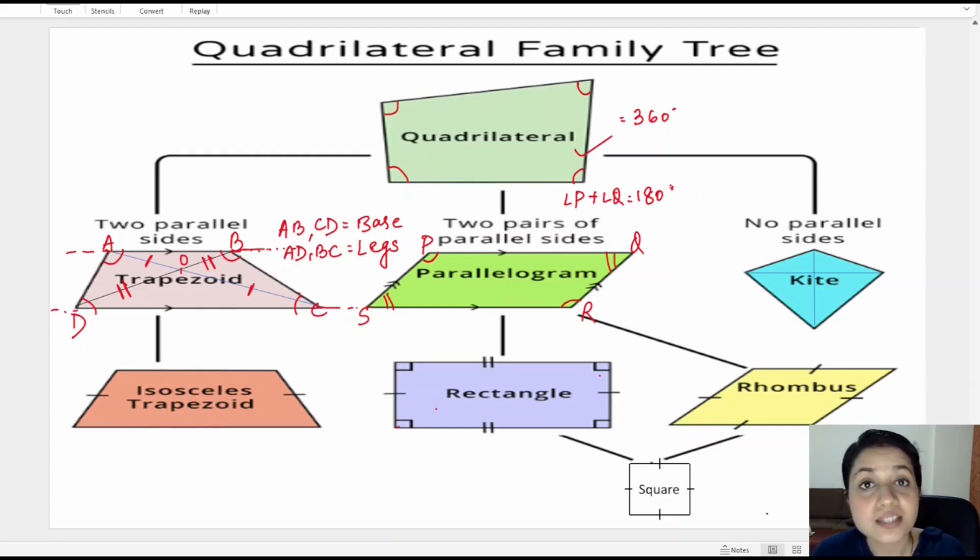Now this kite is quite different from the other two members of this family. In kite, we don't have any parallel side. Let's name this kite. Let's say it's a kite MNOP. So M, N, O and P. Here side MN will be equals to side NO, and length of the side PM will be equals to the length of the side OP.